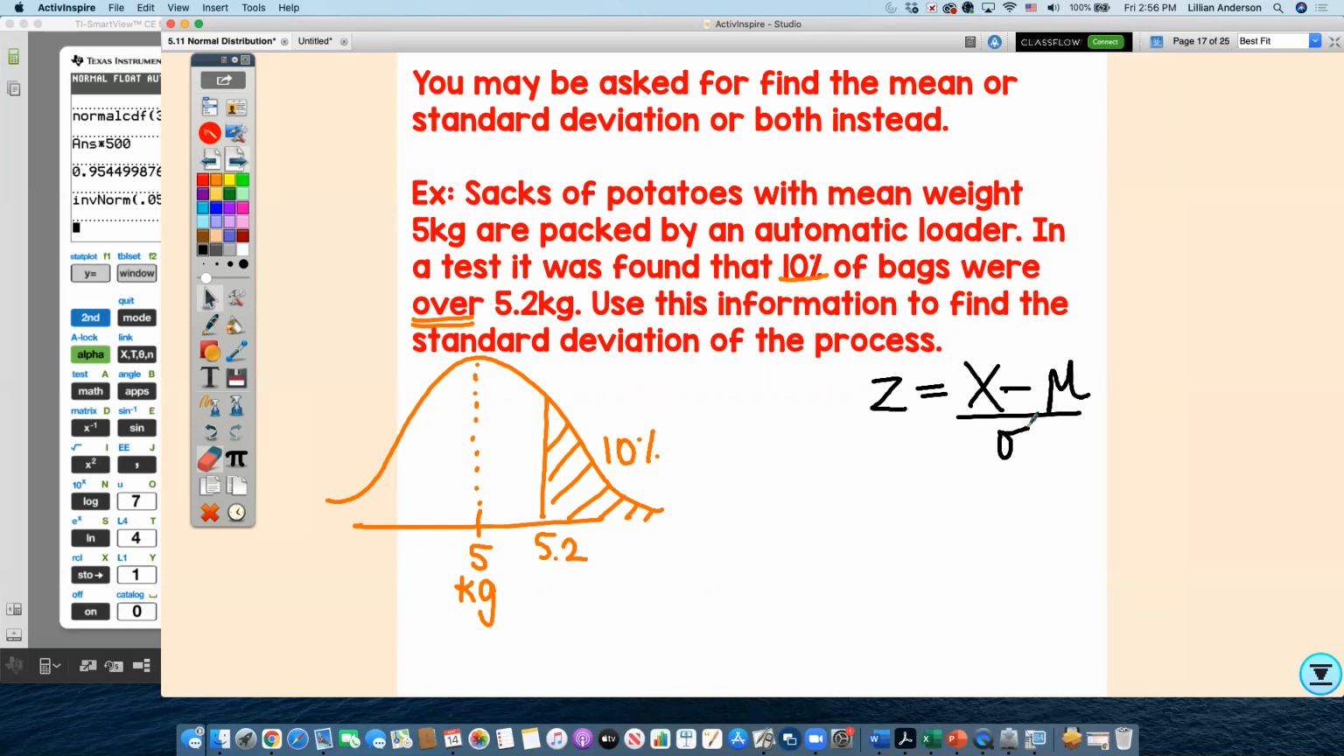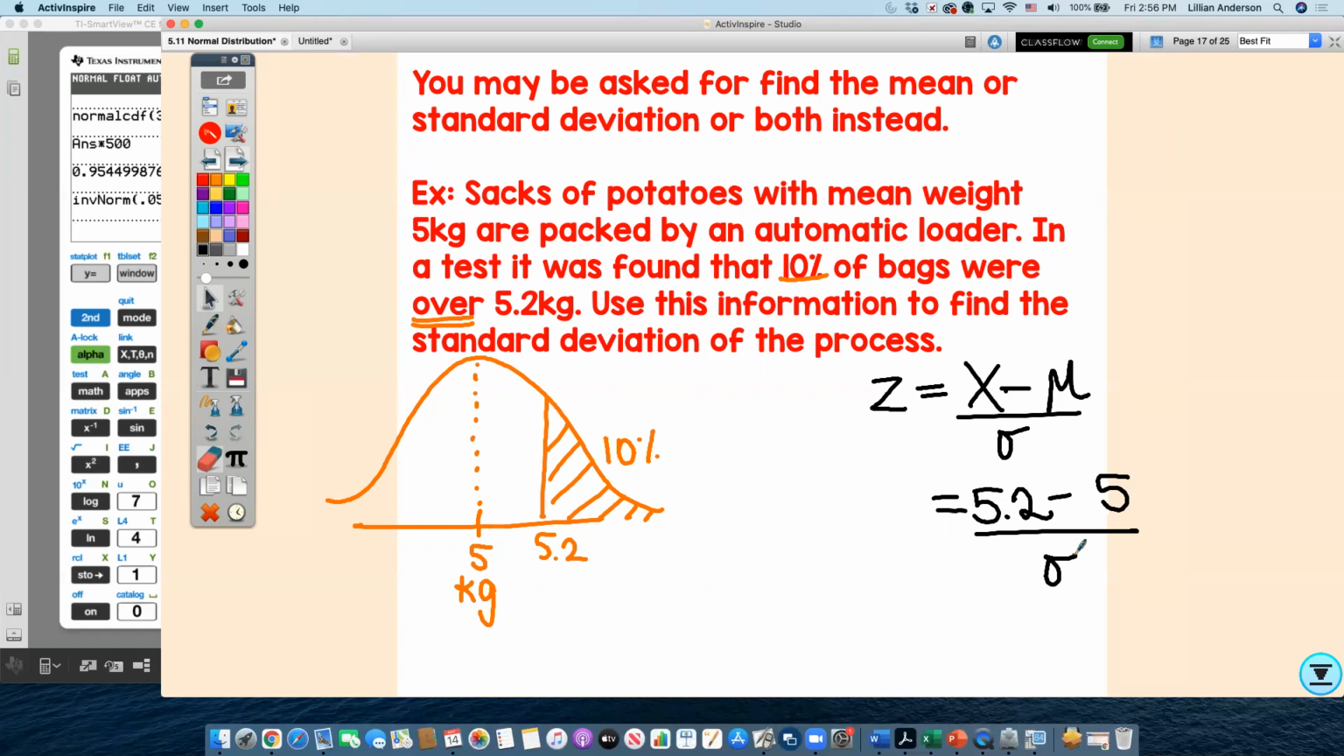So let's plug in what I have. I know that X is 5.2 because that's the value that's associated with the probability. My mean is 5. My standard deviation is unknown. And some of y'all may be thinking, well, Z is unknown as well. It's just unknown right now because we haven't found it.